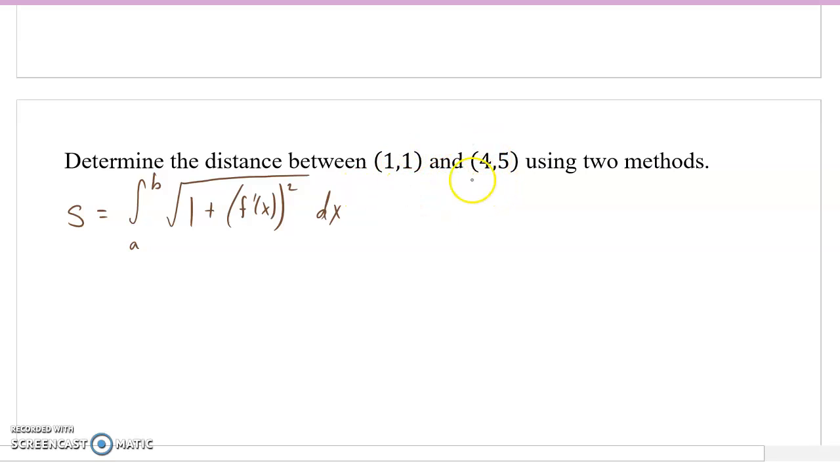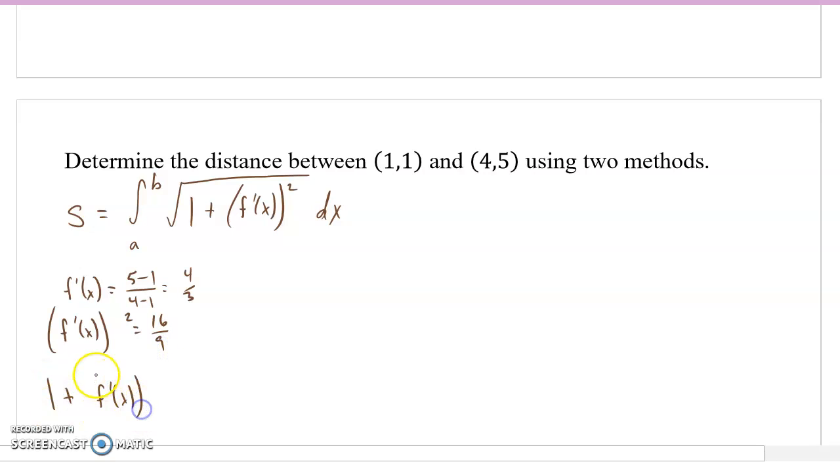So we have to figure out what line goes through those 2 points, but then find the derivative of that line. So let's not find the equation of the line. Let's just get f prime of x, which is the slope of the line, which is delta y over delta x, or 4/3. So that means that f prime squared equals 16 over 9. So 1 plus f prime squared is 25 over 9. So we can go ahead and evaluate the integral from 1 to 4, our x values, of the square root of 25 over 9 dx.